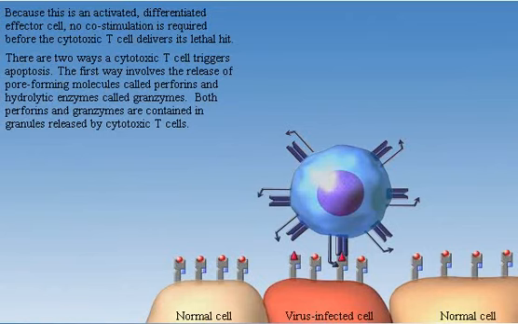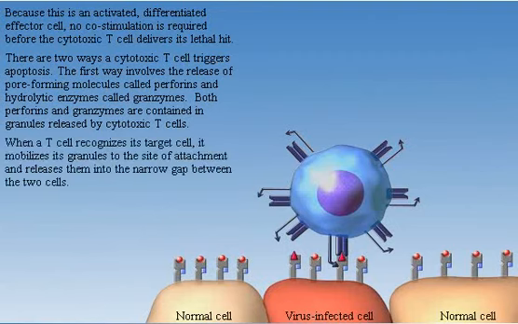Both perforins and granzymes are contained in granules released by cytotoxic T cells. When a T cell recognizes its target cell, it mobilizes its granules to the site of attachment and releases them into the narrow gap between the two cells. Click the cytotoxic T cell to release its granules.